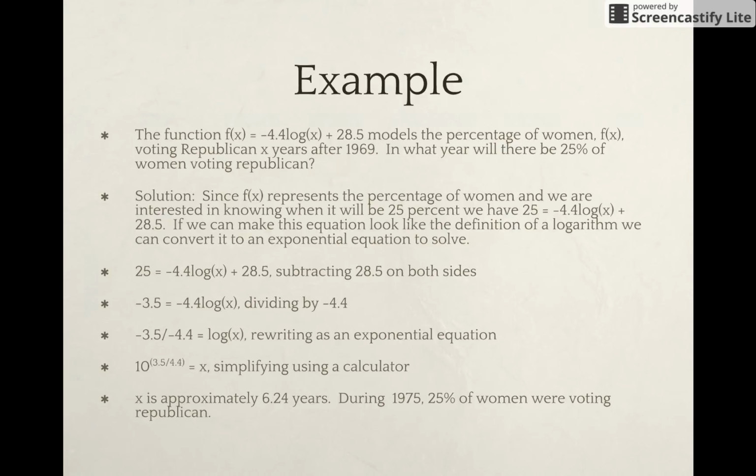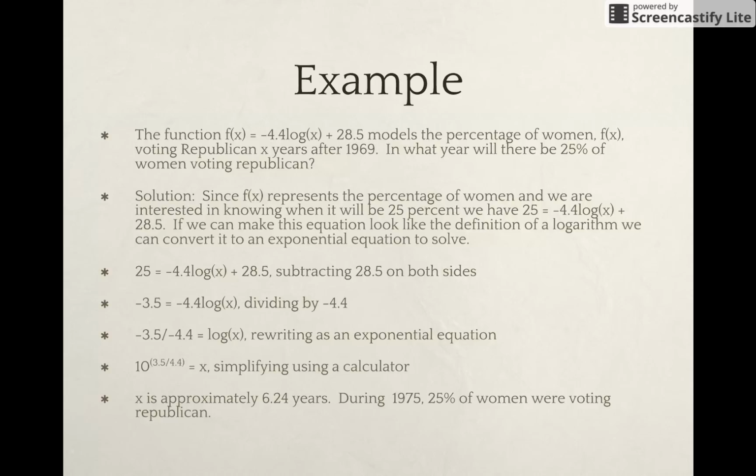Let's consider a final example. The function f of x equals negative 4.4 log of x plus 28.5 models the percentage of women voting Republican x years after 1969. In what year will there be 25% of women voting Republican? Since f of x represents the percentage of women, we're interested in knowing when it will be 25%. We have the following equation: 25 is equal to negative 4.4 log of x plus 28.5.